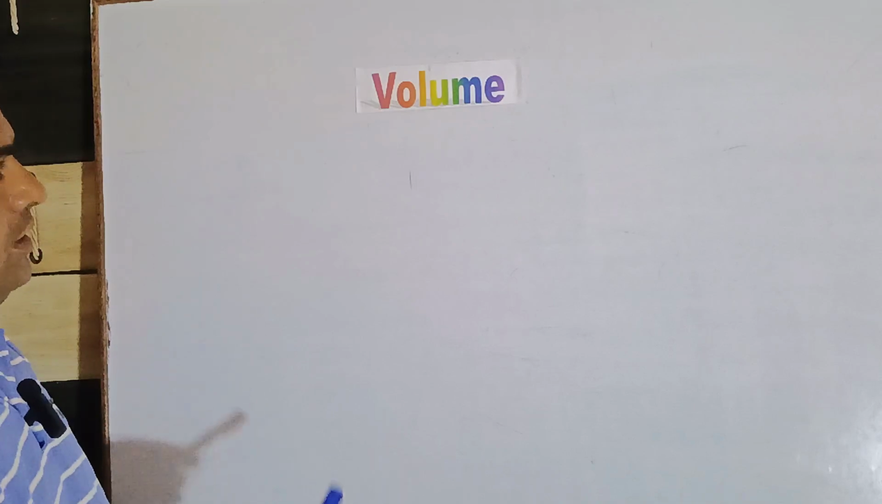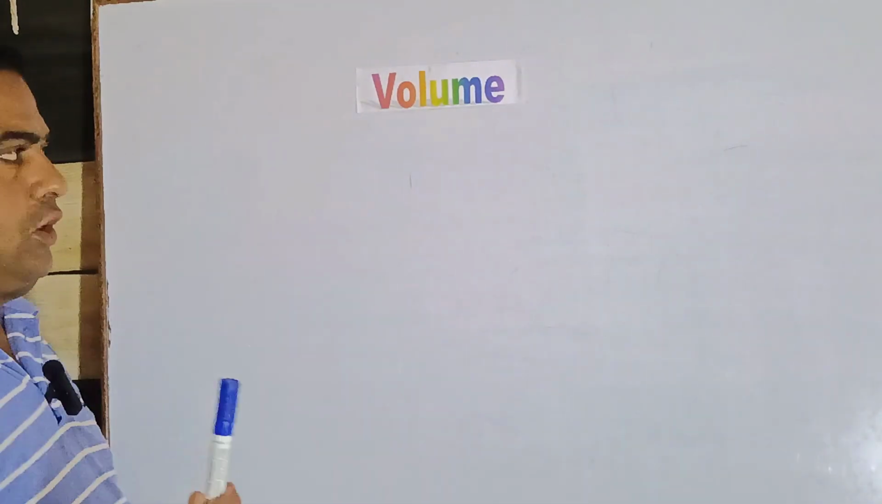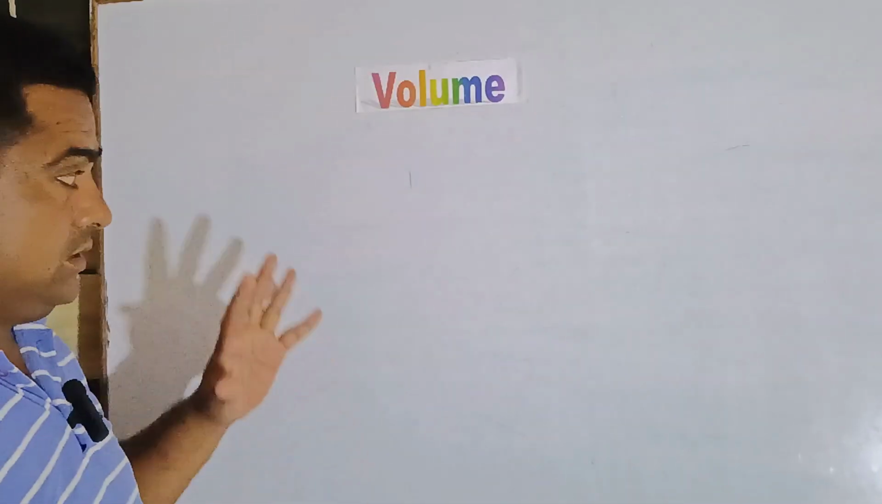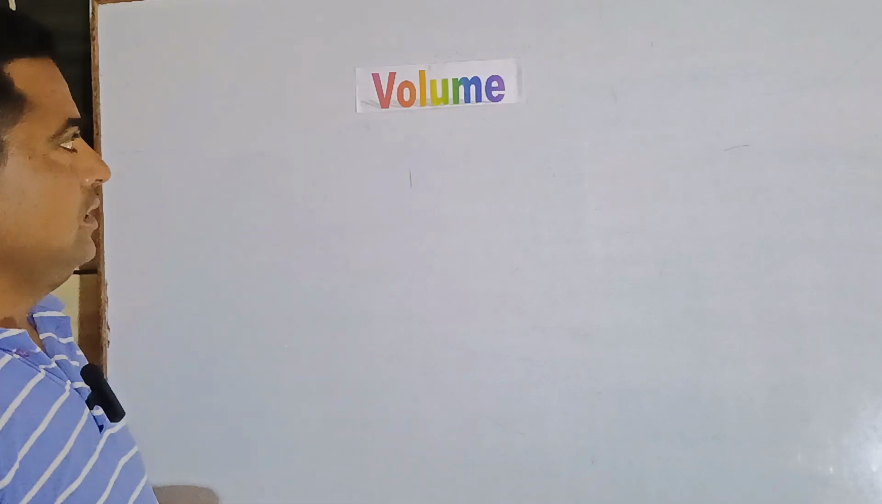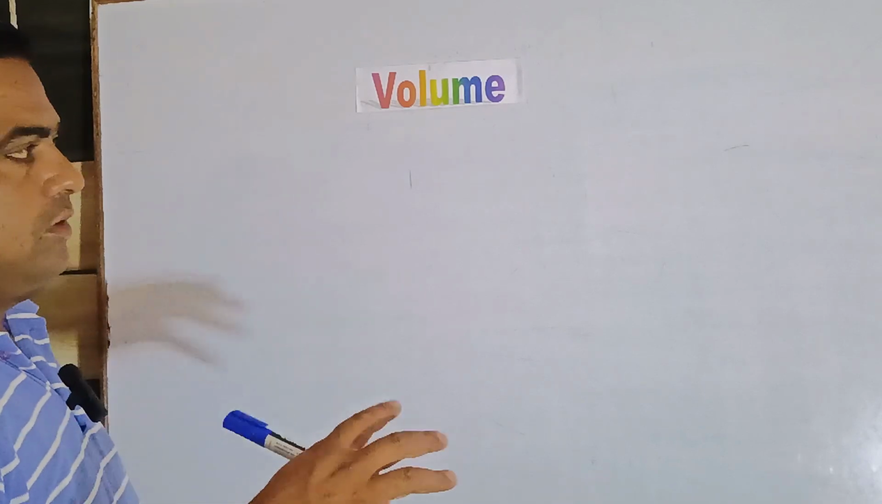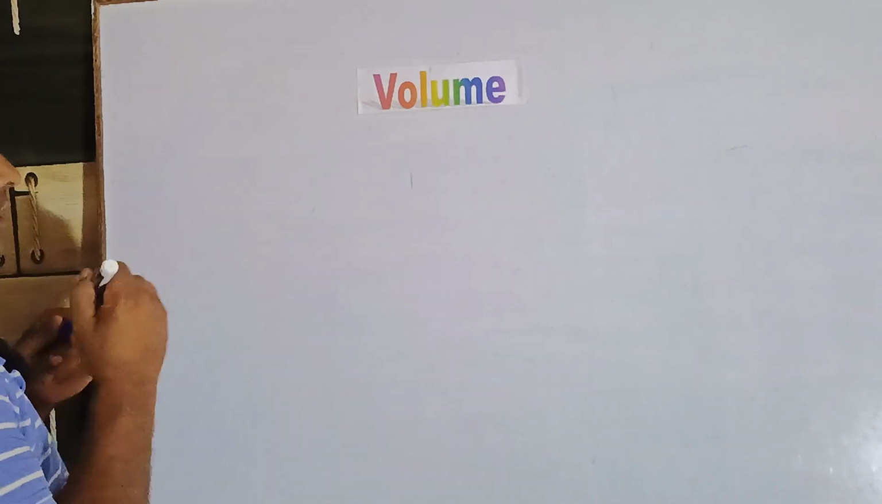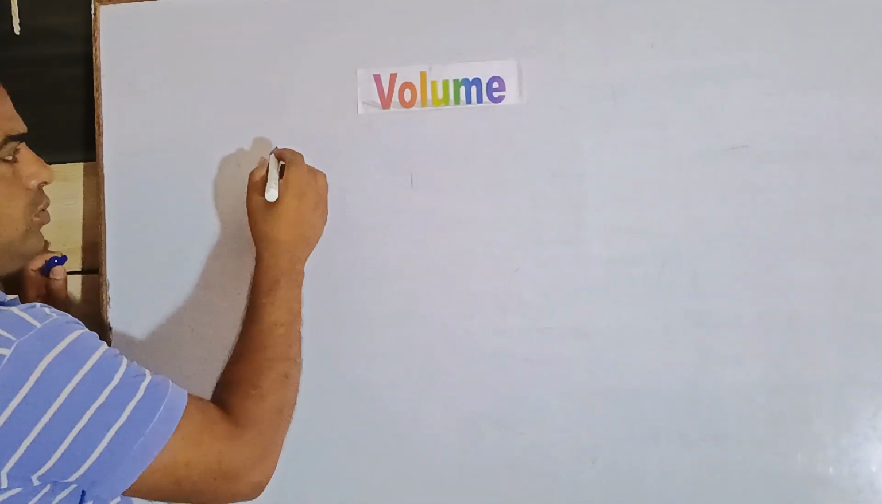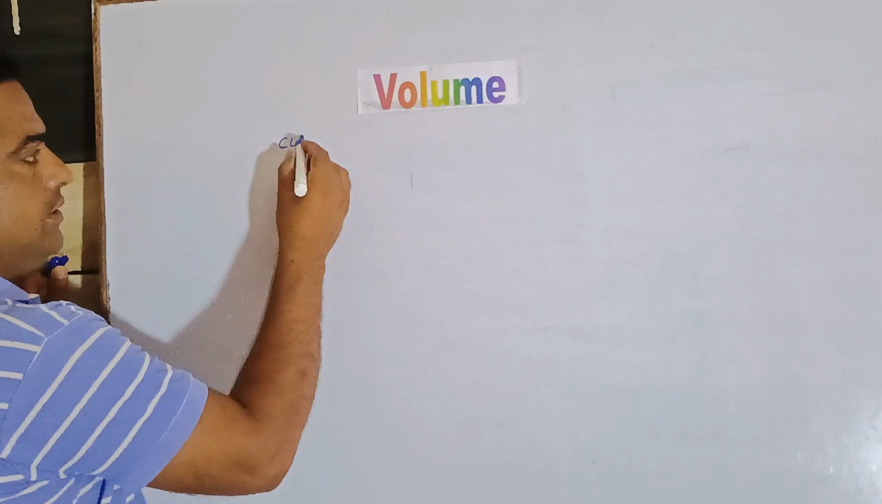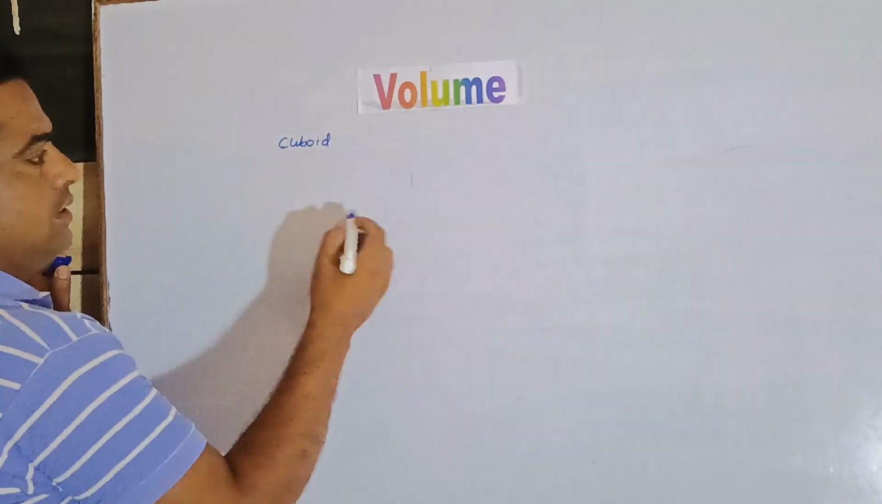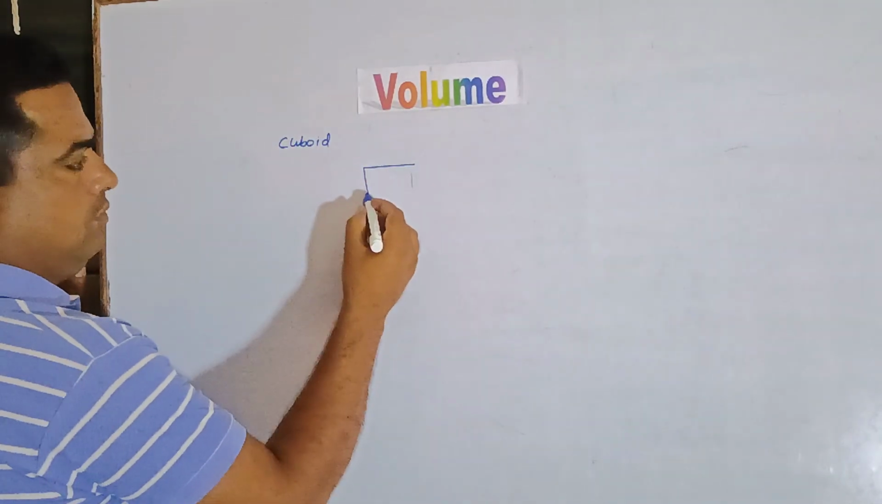Students, now we can see our next topic is volume, correct? So in this video we will see what are the volumes of different shapes. We are starting from cuboid. So your first shape is cuboid. Students, you know very well what is a cuboid.